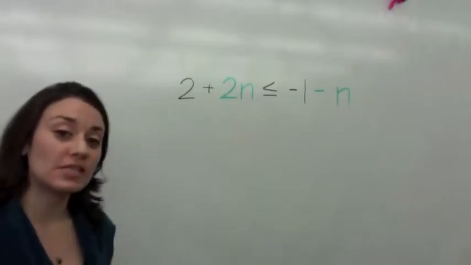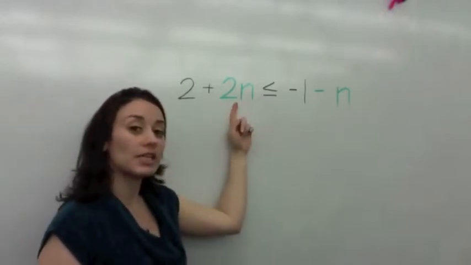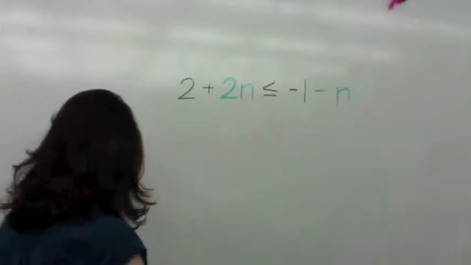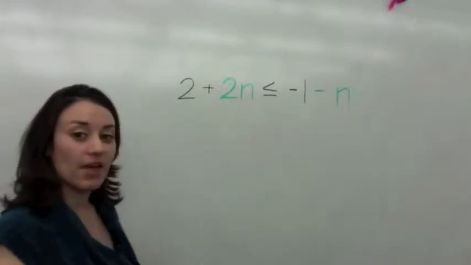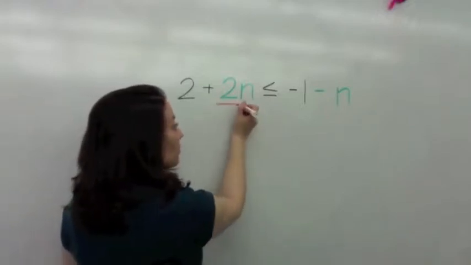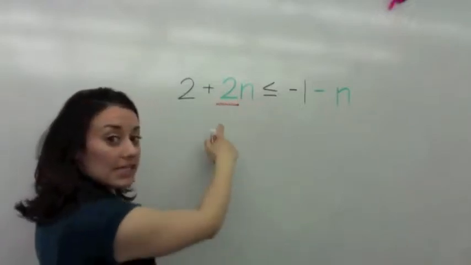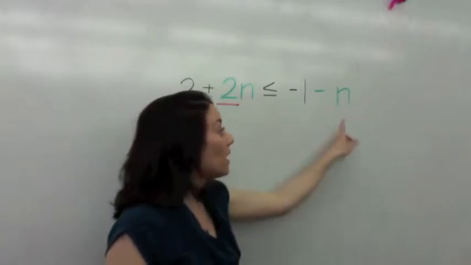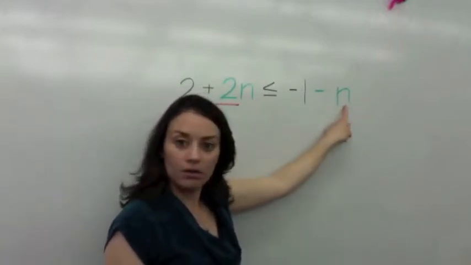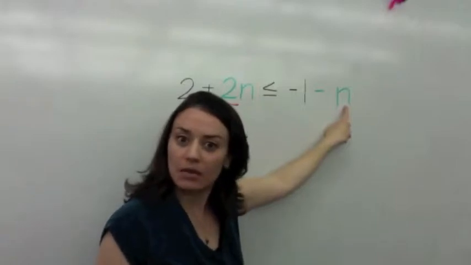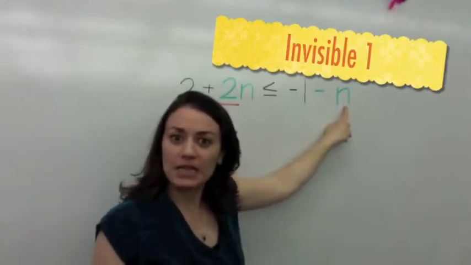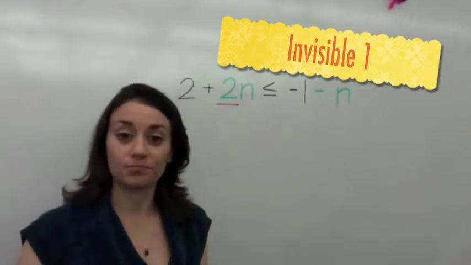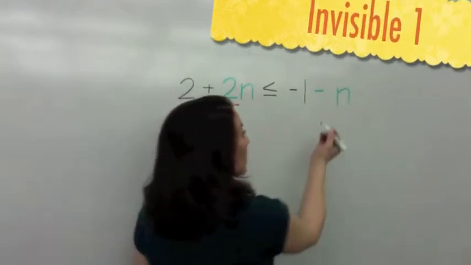What's the first term that we see on this side of the inequality? What term is this? 2n. Good job. What is the coefficient that you see in front of n? 2. Good. And over here, we have an n. Do you see something that's missing? Could it be the invisible 1? You do. It's right here next to n.